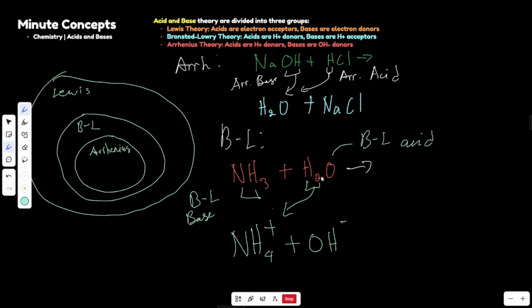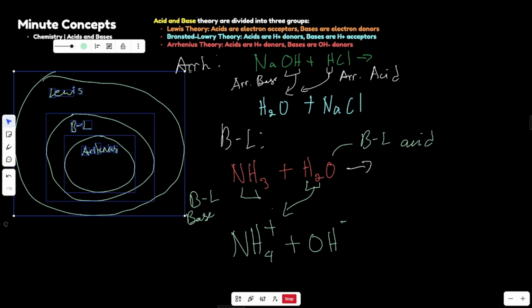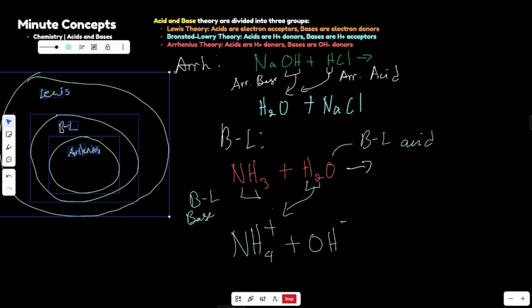Why? Again, it's because the water donates its hydrogen to ammonia, and ammonia receives the hydrogen, which makes it the base. So that's how we determine a Bronsted-Lowry reaction, or a Bronsted-Lowry acid and base. Now, how about for Lewis acids and bases? Lewis acids and bases encompass every type of acid and base, as mentioned earlier.